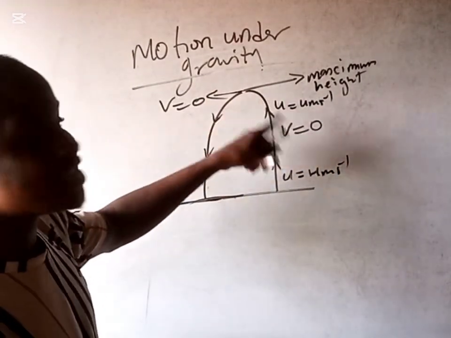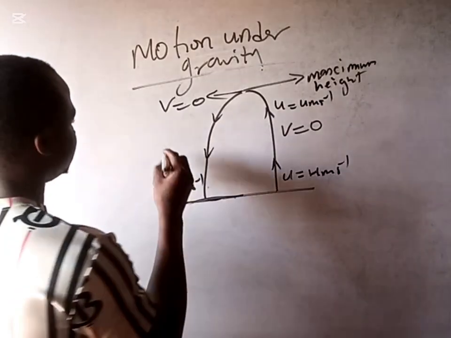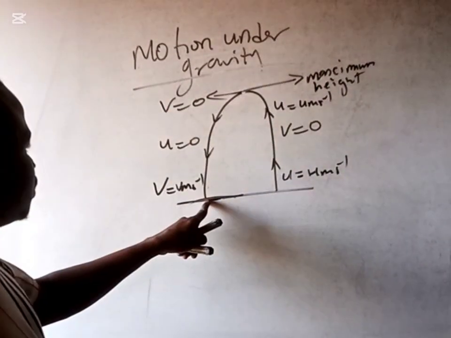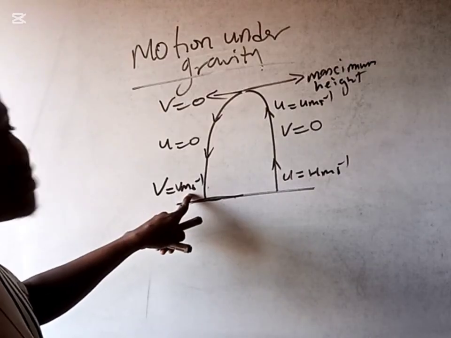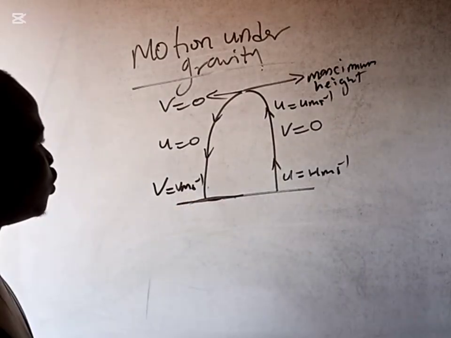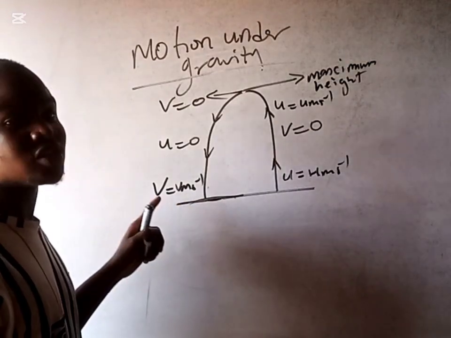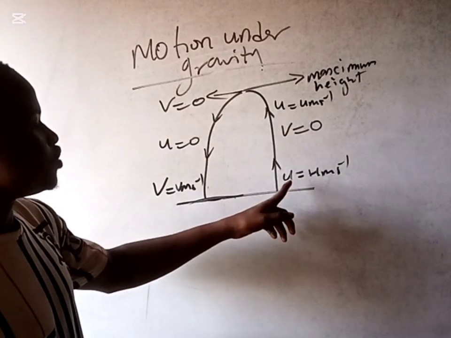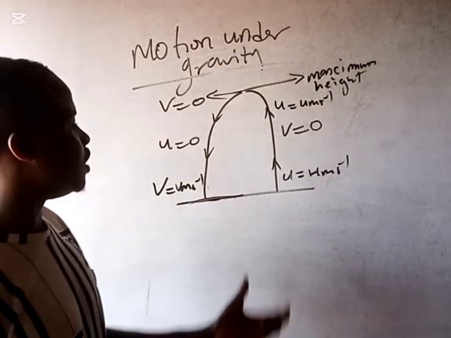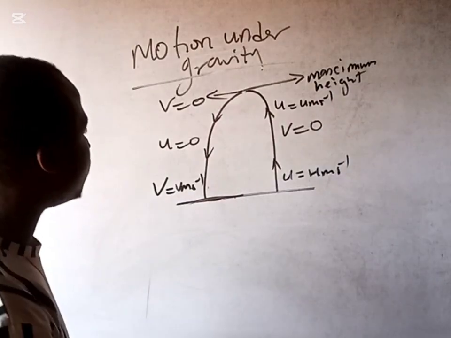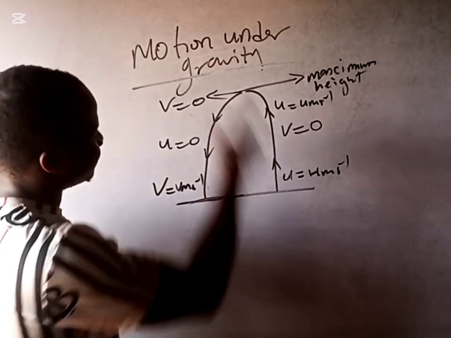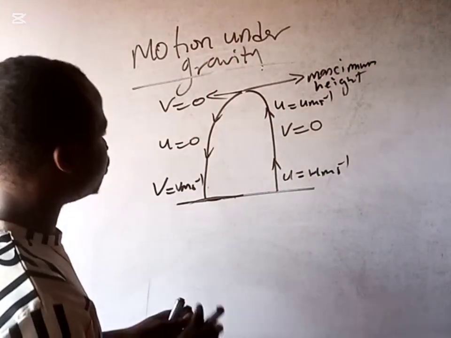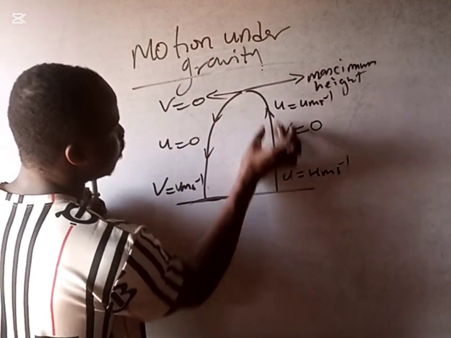So when the object starts coming down, the initial velocity becomes 0, while when it lands, the final velocity becomes relevant. So don't forget that the final velocity is the velocity at which the object reaches the ground, while the initial velocity is the velocity at which the object kicks off from the ground. So when an object moves vertically upward, this is the example of an object moving vertically upward.